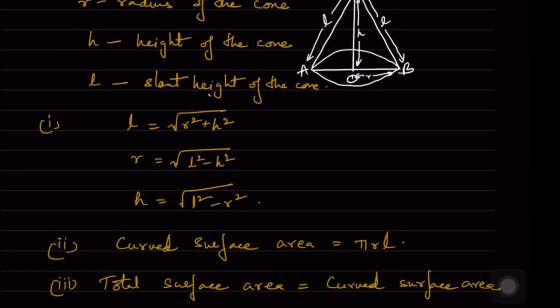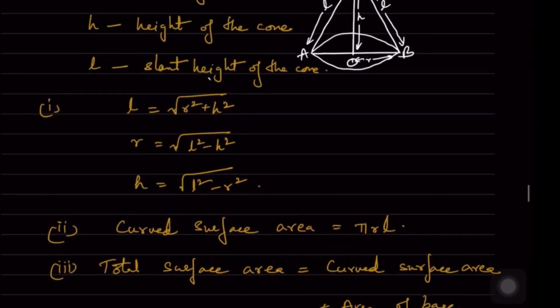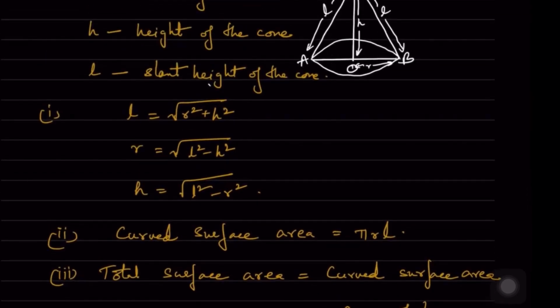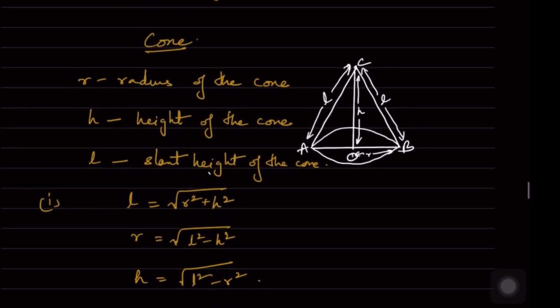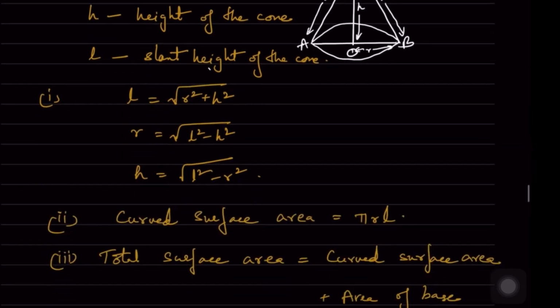What is L? L is nothing but the slant height, but I am just writing here first. L is equal to root of r square plus h square, because it forms a right angle triangle over there. You can see that OBC is a right angle triangle. So from that you can get L is equal to root of r square plus h square. And if L and h are given, how to find out r? R is equal to root of L square minus h square. And if L and r are given, how to find out h? We can write h is equal to root of L square minus r square.